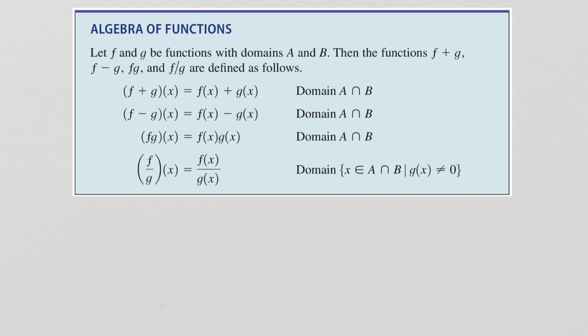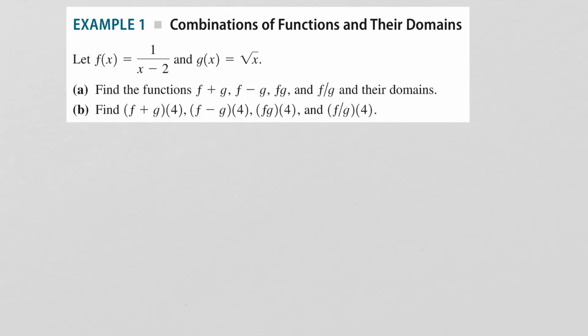Let's take a look at an example. So here we have the function f of x equals 1 over x minus 2, and g of x equals radical x. In this case, we want to find the four functions here, the basic operations, f plus g, f minus g, f times g, and f divided by g. So let's go ahead and go through that.